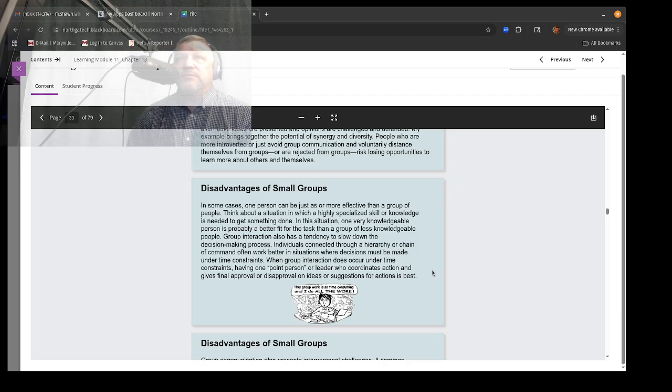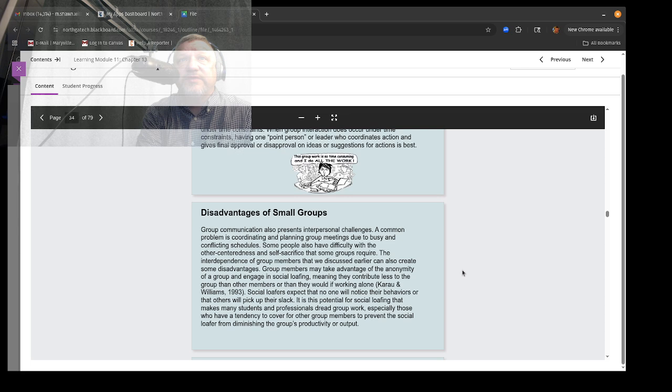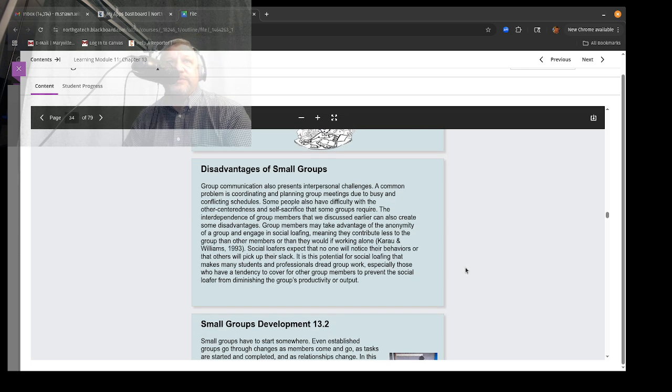Or they could be frustrated. The person with all the knowledge could be frustrated by actively participating in a group and having to work through all the banter and the other things, and hearing wrong ideas and then having to correct them. It could be difficult. And that's one of the disadvantages of small groups. Also, communication in the group can present interpersonal challenges. A common problem could be planning and coordinating group meetings because of our busy schedules, right? Also, the independence of group members can create disadvantages.